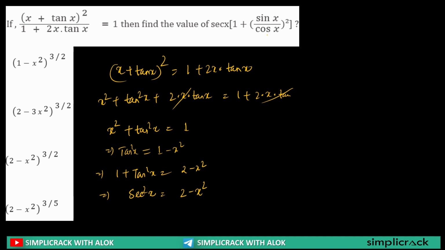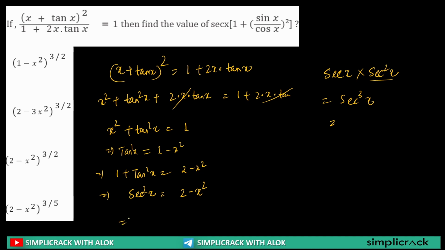Sin x by cos x is what? Tan. 1 plus tan square x is equal to what? Sec square x. So sec x into sec square x. Okay. So now sec square x is what? 2 minus x square. Sec x will be what? 2 minus x square, sorry. I can directly write sec cube x, right?